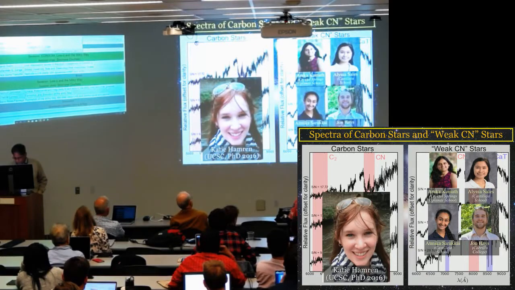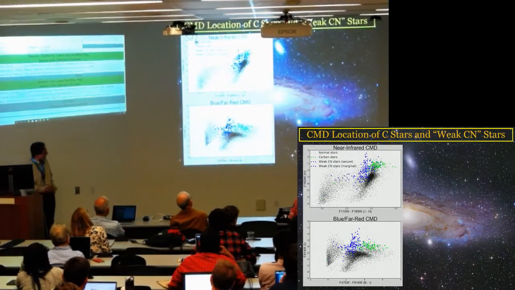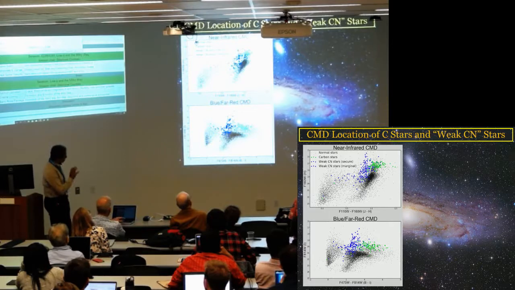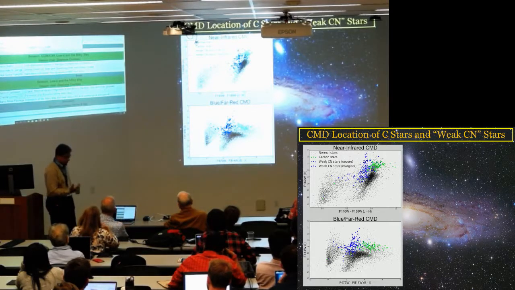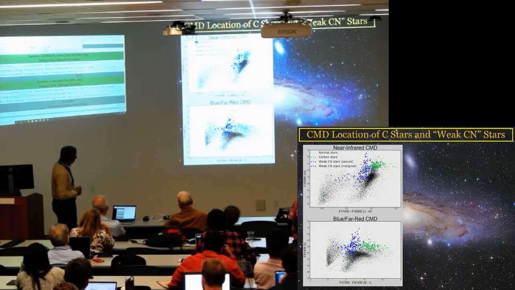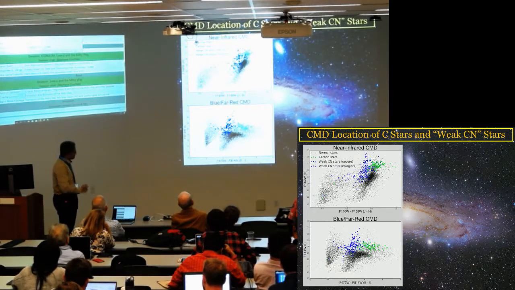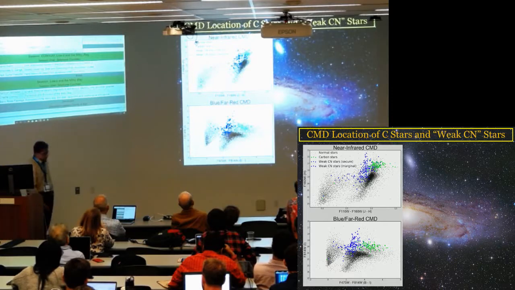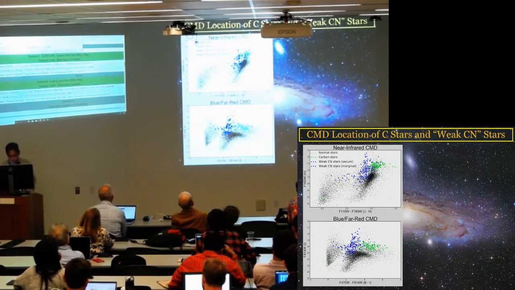They did remarkable work, and here you go. Here they are in a color magnitude diagram. The green points are the traditional carbon stars. The blue points are these weak CN stars. And again, the weak CN stars outnumber carbon stars by about a factor of 2 to 1.